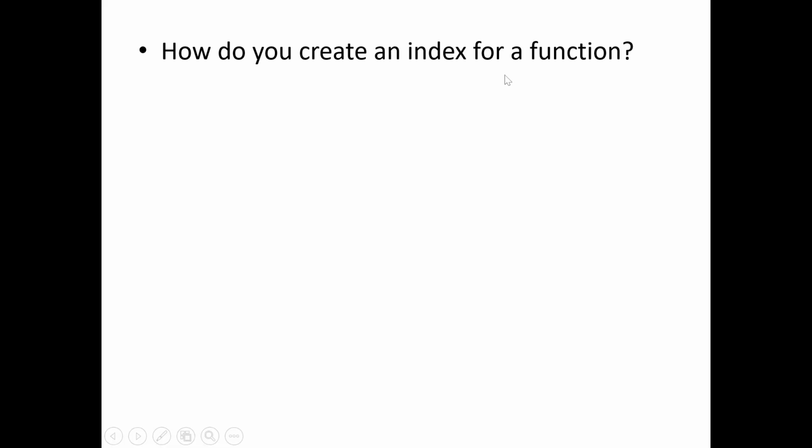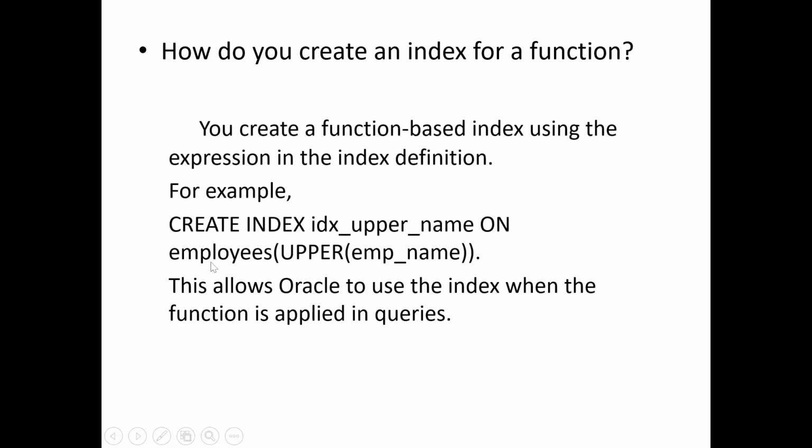How do you create an index for a function? This is the syntax: create index index name on table name, this function, then column name. This way we can create an index for a function.